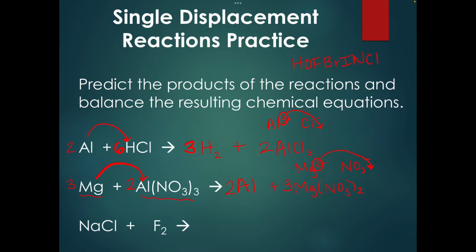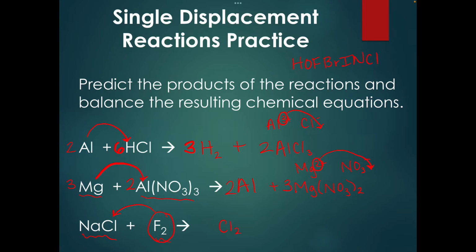All right, one more example. This is sodium chloride plus fluorine gives, and we need to figure that out. Again, we'll recognize this as a single displacement reaction because we have a compound and an element. This element is a nonmetal, right? Fluorine is a nonmetal, so it will switch out with the nonmetal. So when that happens, chlorine now will end up by itself.